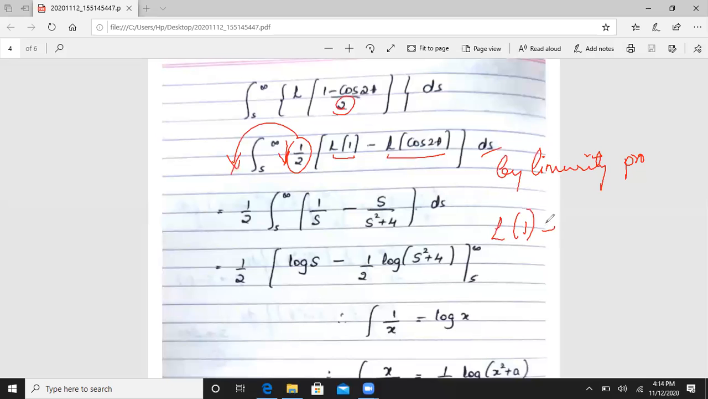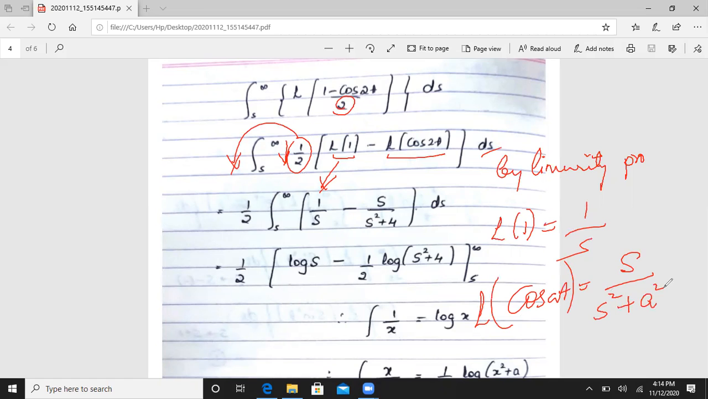You guys know that the Laplace transformation of the constant value 1 is 1 divided by s, right, here as it is. And the Laplace transformation of cos of at is s divided by s square plus a square. So this function I also write here as it is, that is s divided by s square plus 2 square, which means 4.